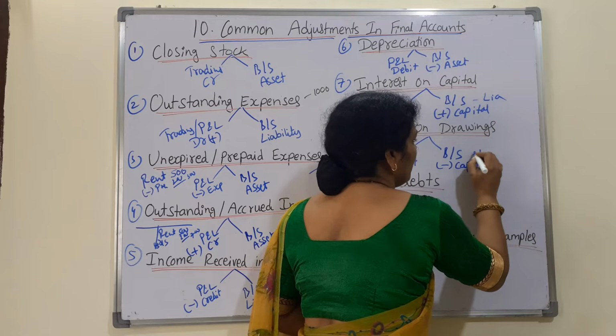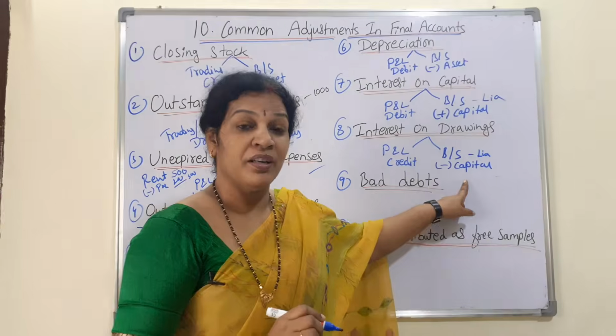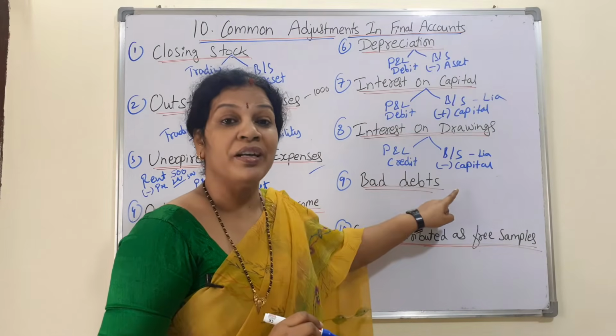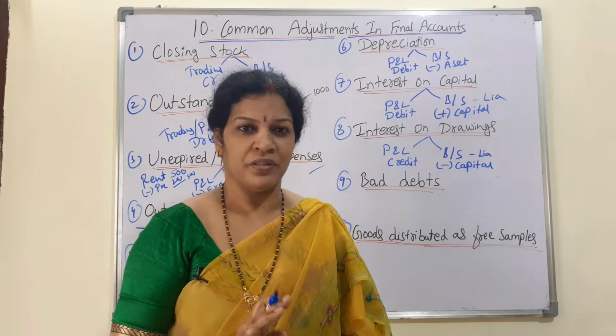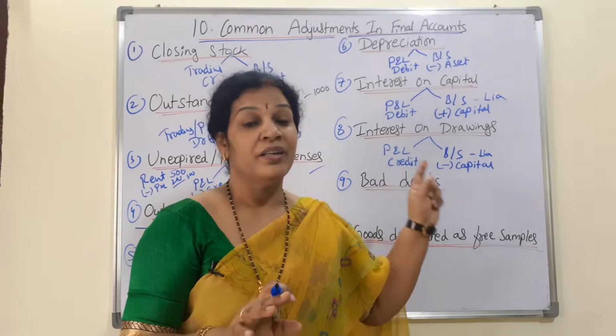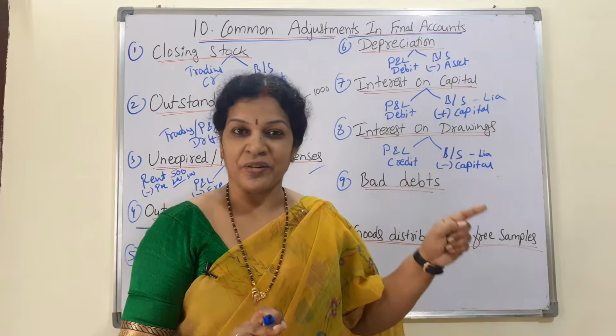Capital will be on the liability side. Deduct from the capital. Remember, interest on capital we are adding. Interest on drawings, deduct. If drawings are given, that also we will deduct. You know I already taught you the basic pro forma. Interest on capital will add, drawings will deduct, interest on drawings will deduct.